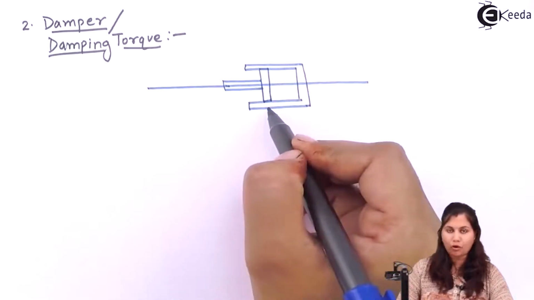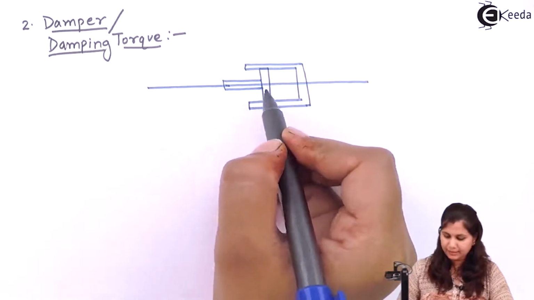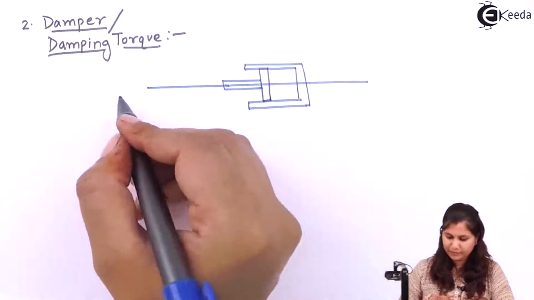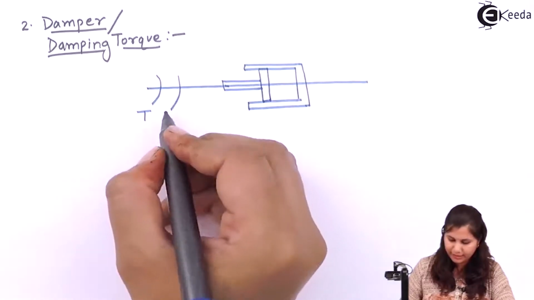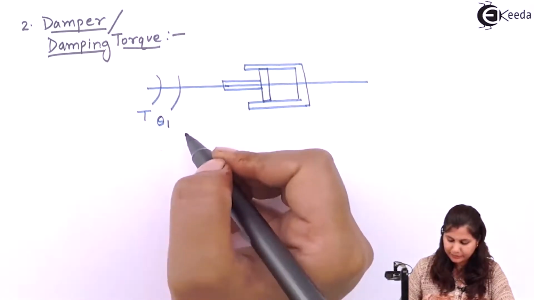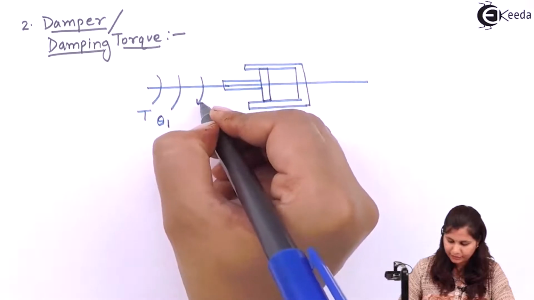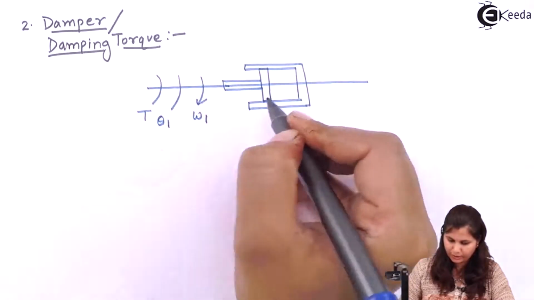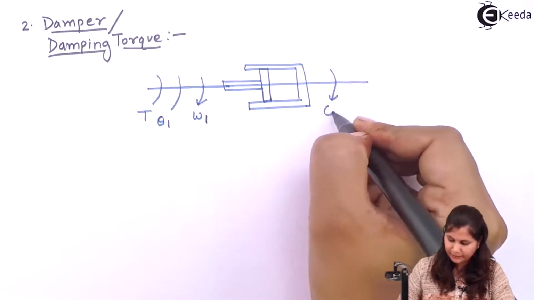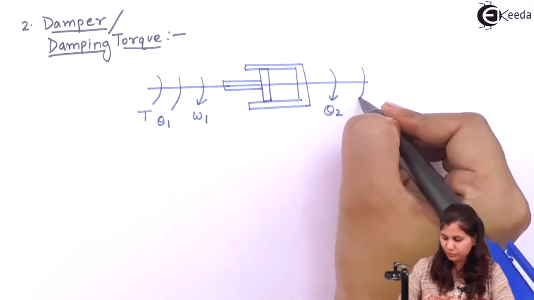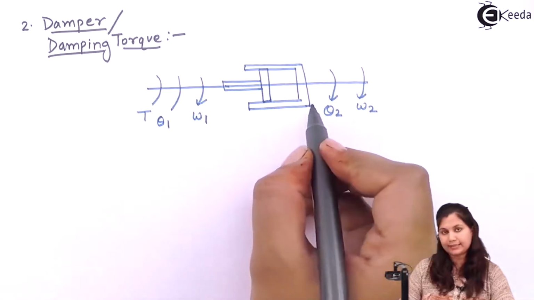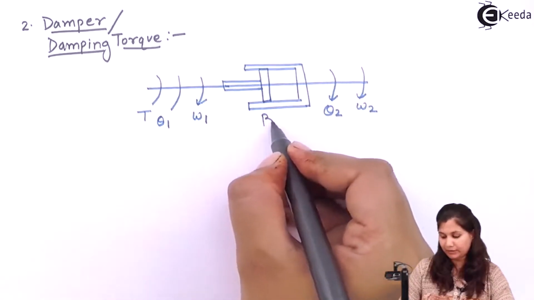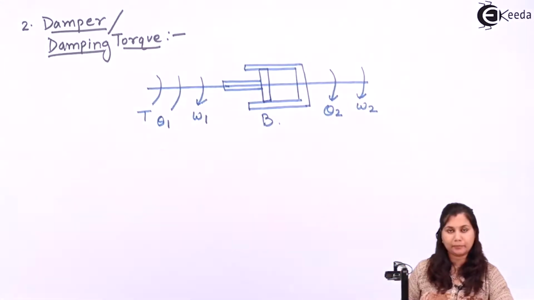It is the object and it is the piston, and on this piston we are applying a torque T, which is producing the displacement theta 1 and having the velocity omega 1. So the second displacement will be caused is theta 2 and the velocity is omega 2. And this damping element is having the damping constant B.